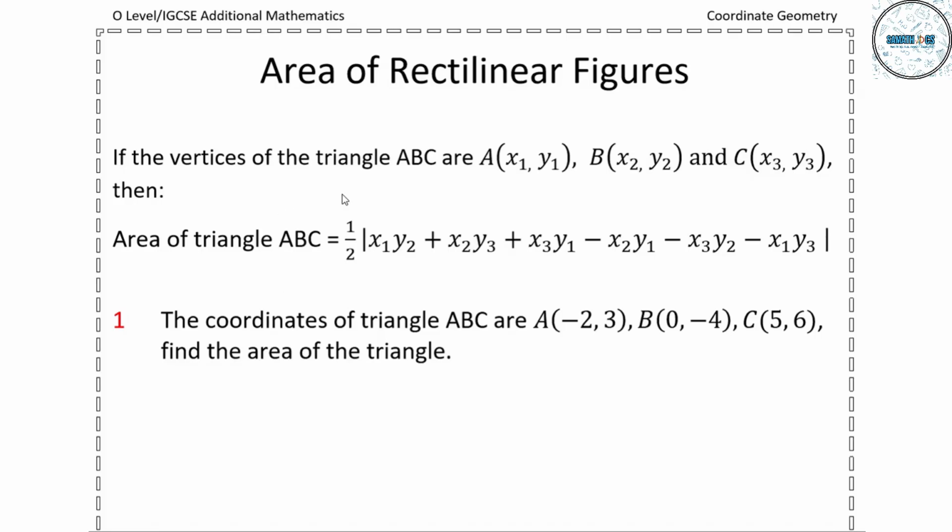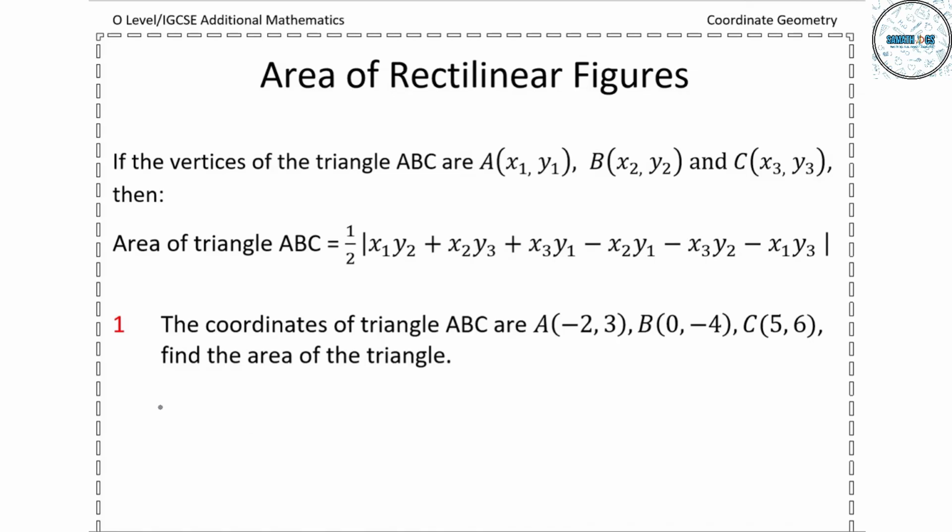If the vertices of the triangle ABC are A(x1, y1), B(x2, y2), and C(x3, y3), then we can find the area of triangle ABC using the shoelace formula, which is half times the absolute value of x1 y2 plus x2 y3 plus x3 y1, minus x2 y1 minus x3 y2 minus x1 y3. Here is an absolute sign. It means that if any value is negative, you have to consider its absolute value, which is positive.